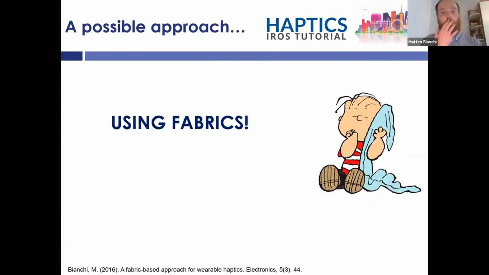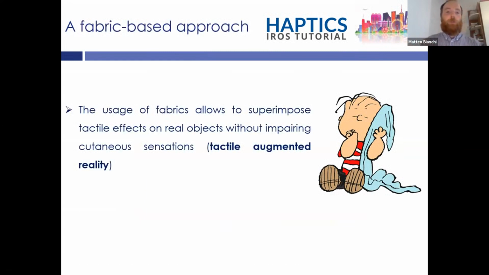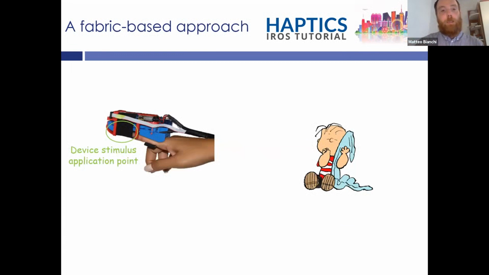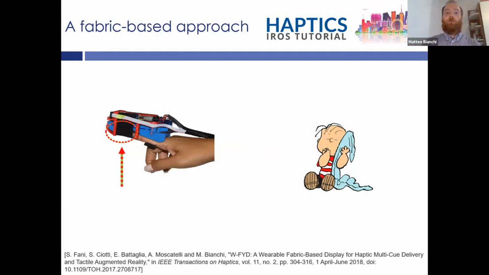So a possible solution is to use fabrics as interaction surface, because of course fabrics allow us to superimpose tactile effects on real objects without impairing the sensation at the finger pad. And this is an example that I will show you later. Here, the device stimulus application point and the natural stimulus application point are at the same location. So the user can still touch the object with their hands, but at the same time, he or she can experience additional tactile effects that we can superimpose.